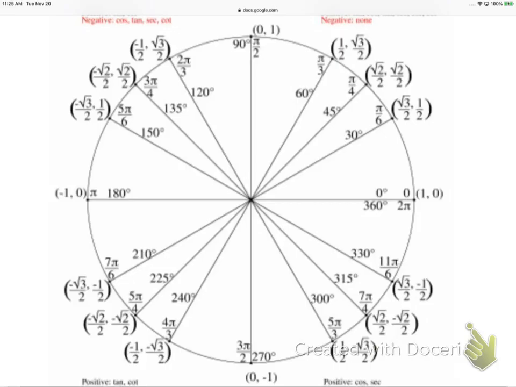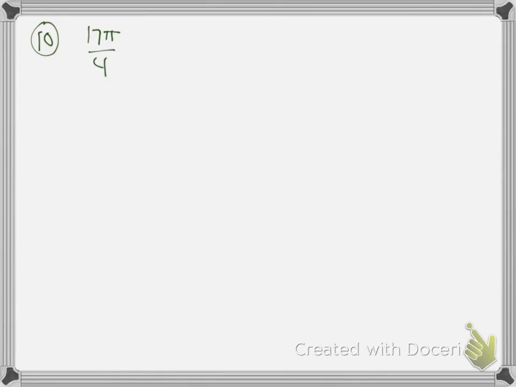They give me 17 pi over 4. They want me to find all 6 trig functions, sine, cosine, tangent, and the other 3, from 17 pi over 4. Now, what should we do with 17 pi over 4? If you go to the unit circle, you're not going to see 17 pi over 4. It's in increments of 45 degrees. There's no 17 pi over 4. So what should we do with it?